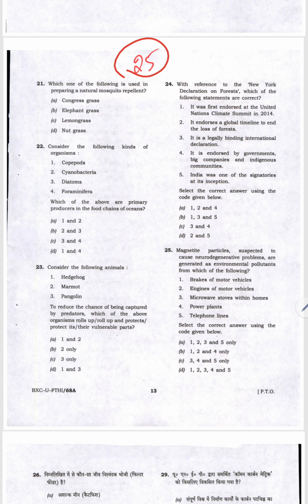So here, 25th question, you see. Magnetic particles suspected to cause neurodegenerative problems, generated as environmental pollutants. Okay. Are there in which of the following? Brakes of motor vehicles, we really don't know. Engines of motor vehicles, we really don't know. Microwaves within the homes, I think it cannot be possible. If microwaves are really causing neurodegenerative problems to that extent, why would we use them? Government will definitely ban it, right? So wherever the third option is there, you can strike it off.